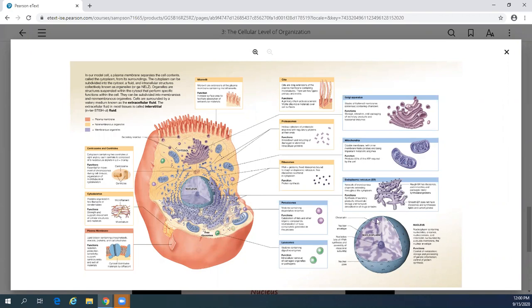All right, next we have the nucleus, which means kernel or nut. It is the control center for the cell. There it is right there, of course. Okay, it controls the functions of the cell. It has inside of it all of our DNA. The DNA does not leave the nucleus except for when we're going through mitosis.